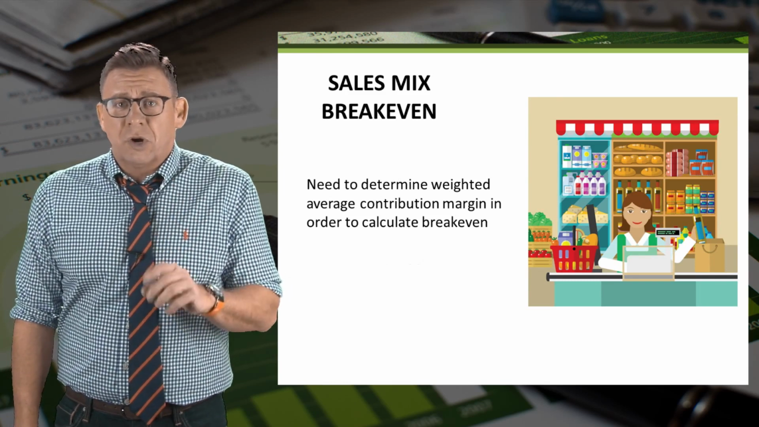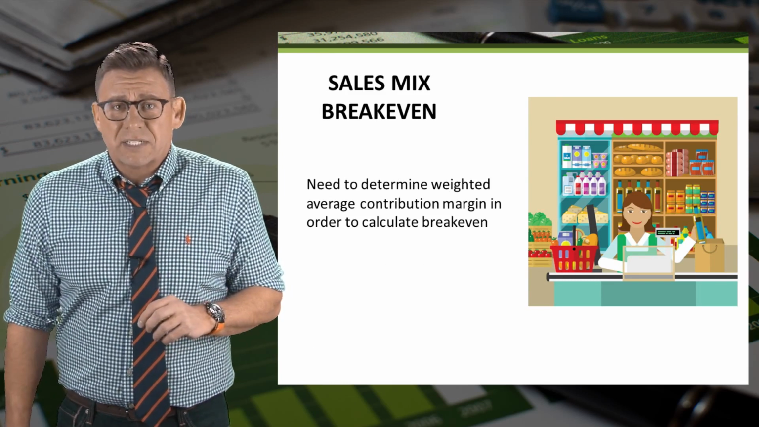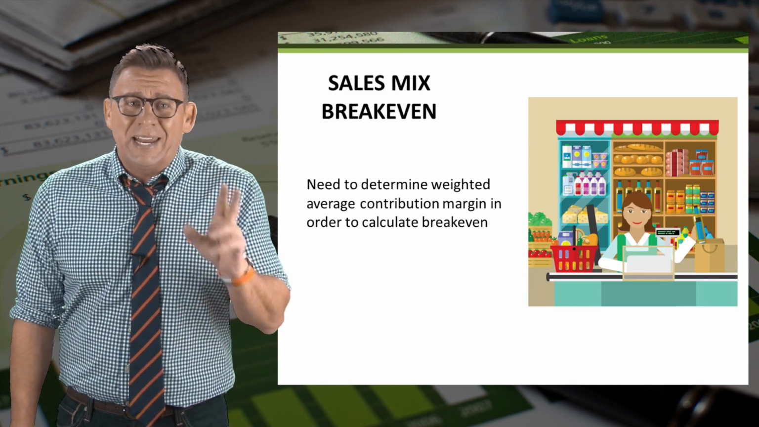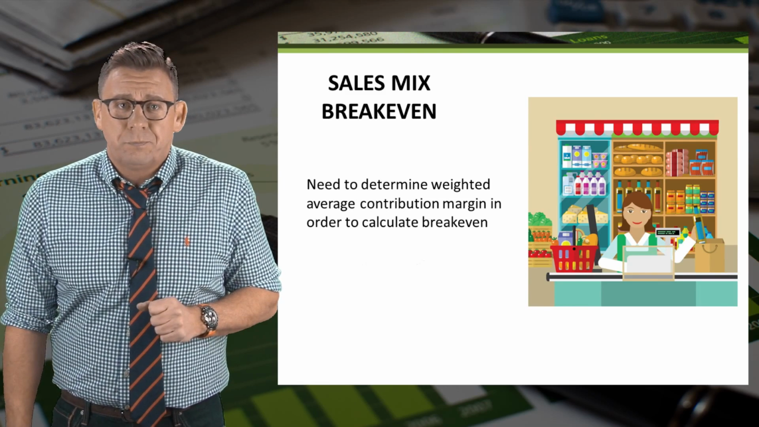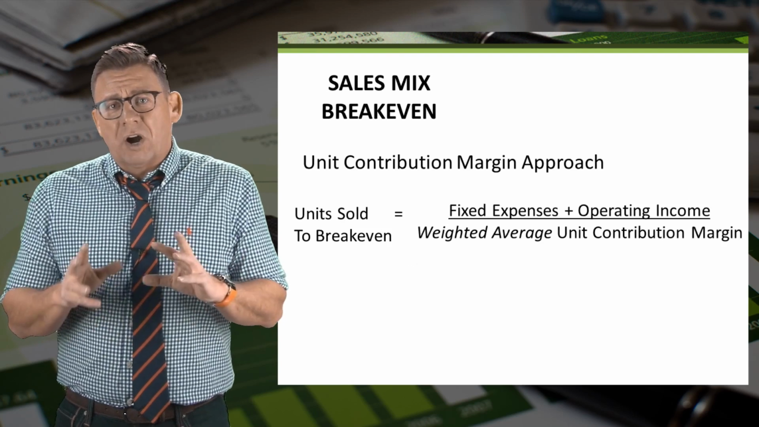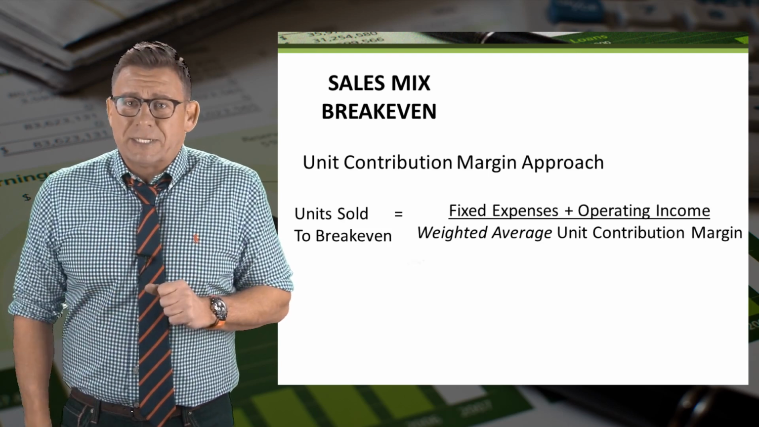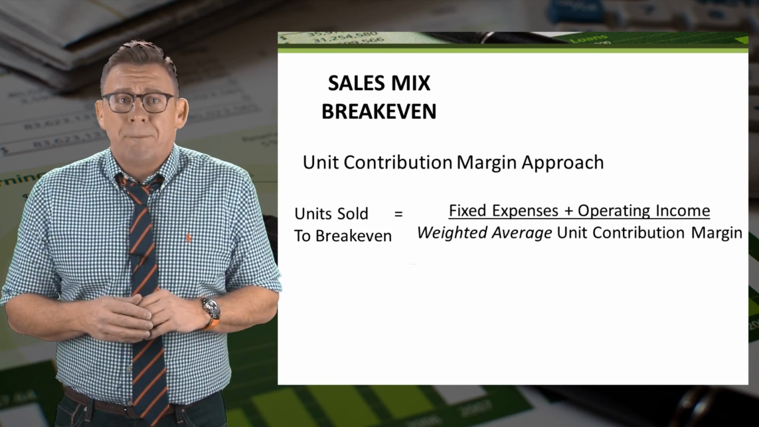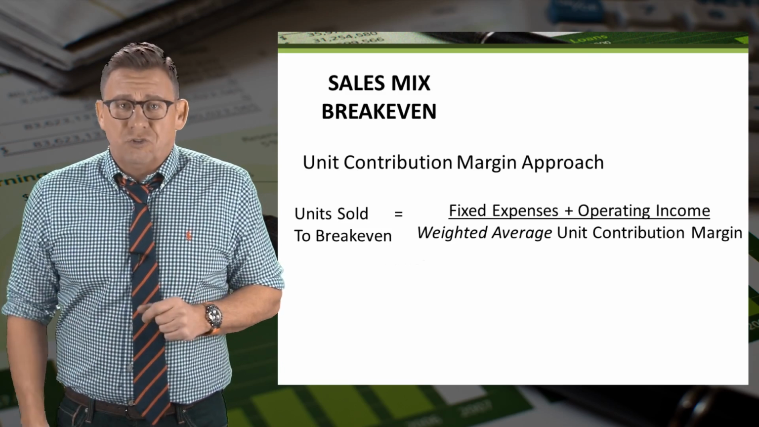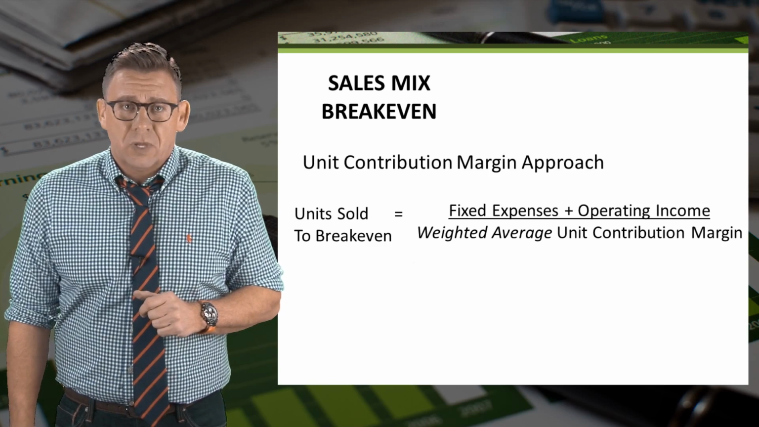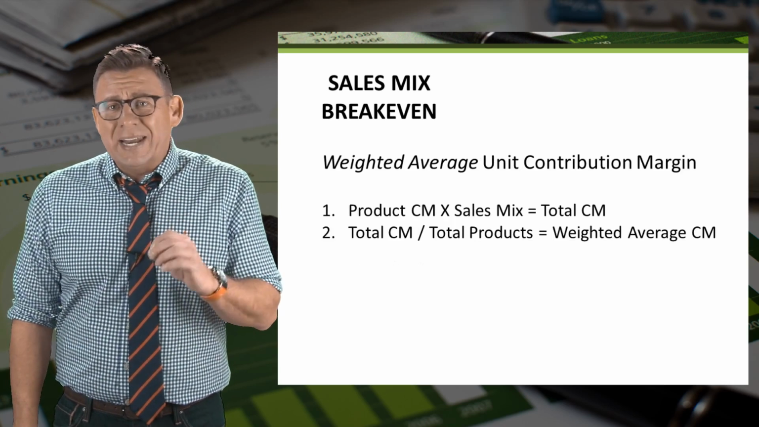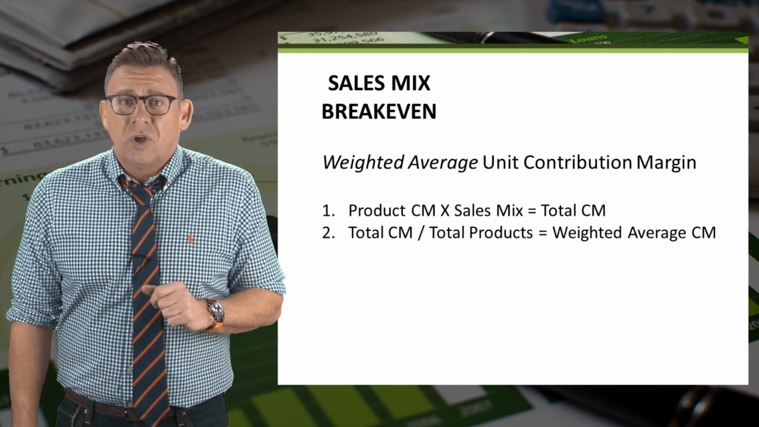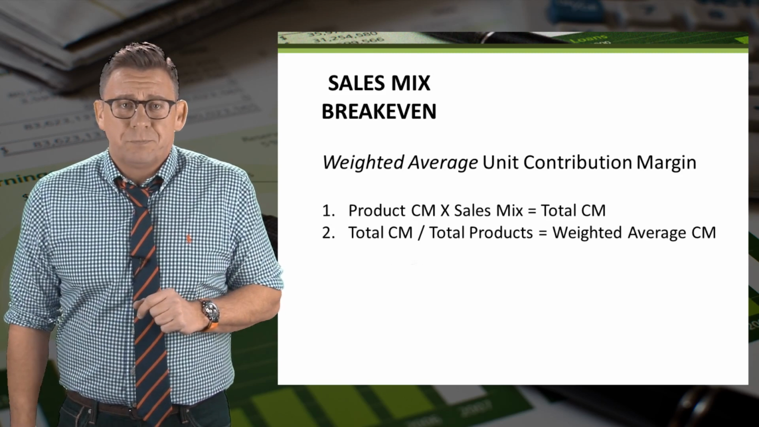In order to determine break-even for multiple products, we need to determine the weighted average contribution margin. In doing so, our formulas get tweaked a little bit. We will divide fixed costs plus operating income by the weighted average unit contribution margin. In order to figure out the weighted average unit contribution margin, we need to do a couple of steps.